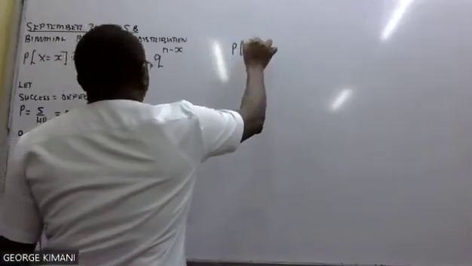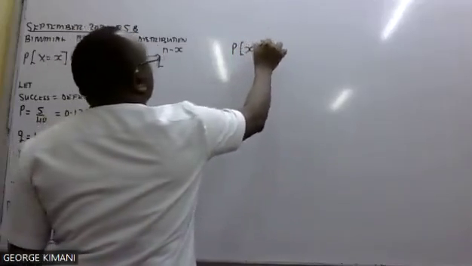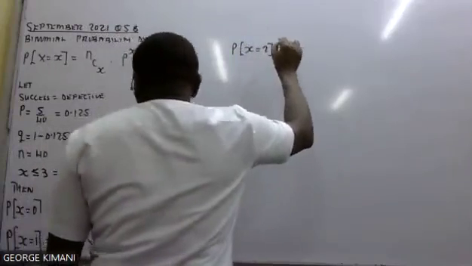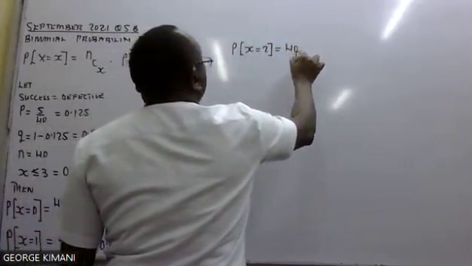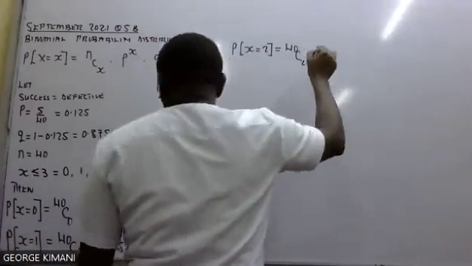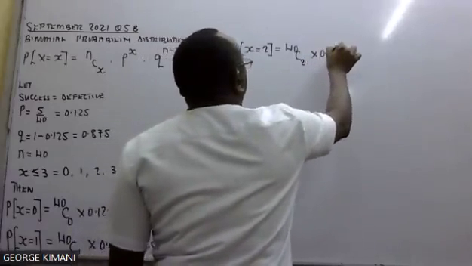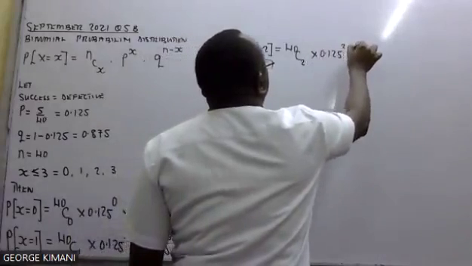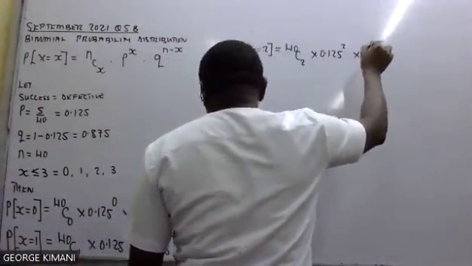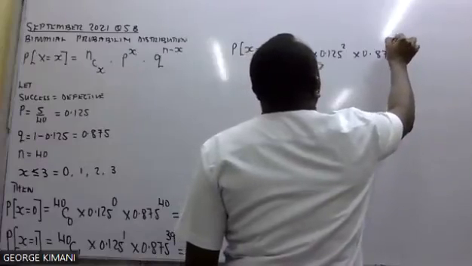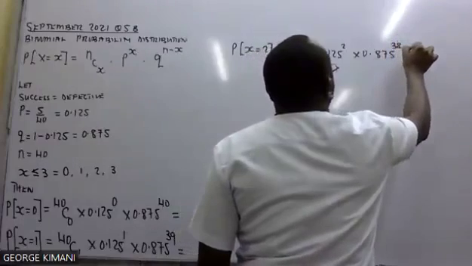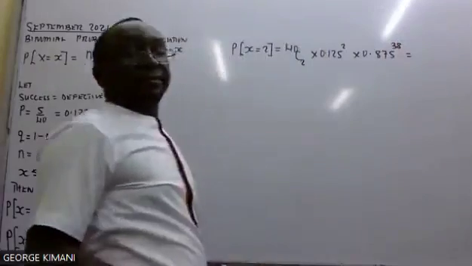Probability that X is equal to 2. It is the same thing. 40, you combine 2 multiplied by 0.125 raised to power 2 multiplied by 0.875, you raise to power 38.